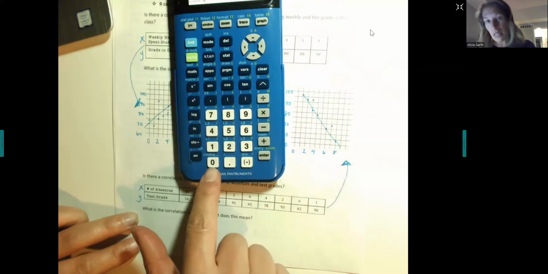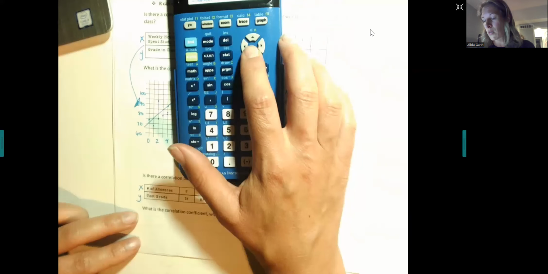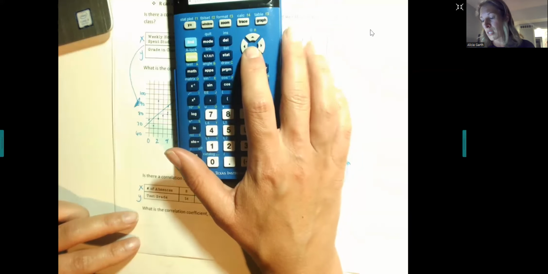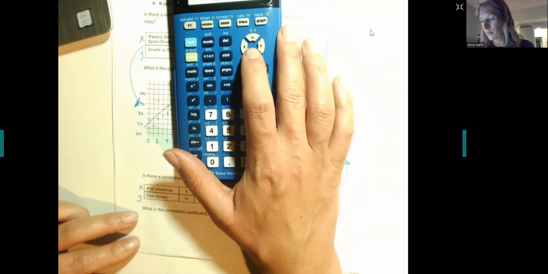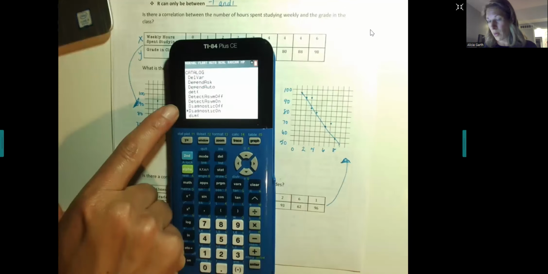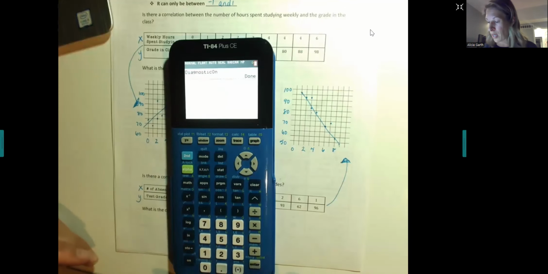Then you have to go to second catalog. Catalog is down here where the 0 is. So you're going to go to second catalog, and you are going to go all the way down to diagnostic on. You're going to have that arrow at diagnostic on, push enter, and then push enter again. It has to say done when you've done that.